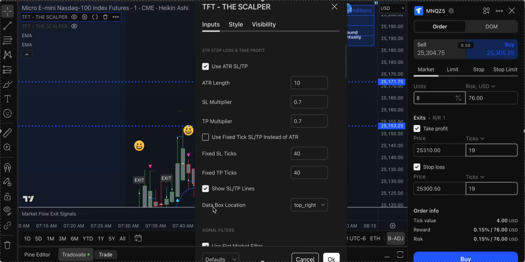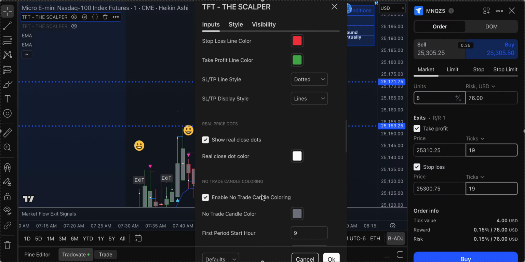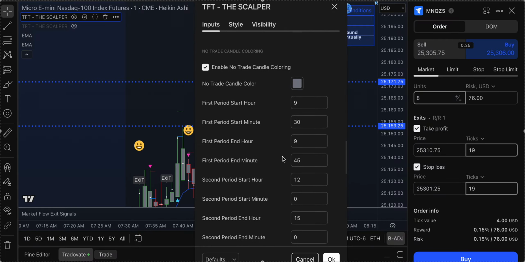All right, so let's go here and then we'll finish up the video for you. You can change your colors, your dots, real price dots, if you want to see those. No trading candles, you can change the hours. I have those first 15 minutes that we don't want to take a trade.